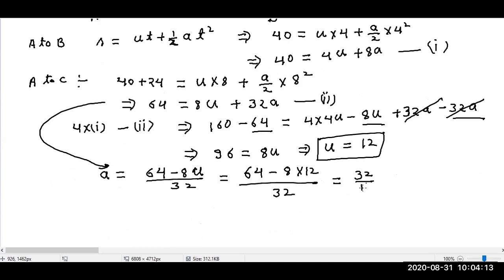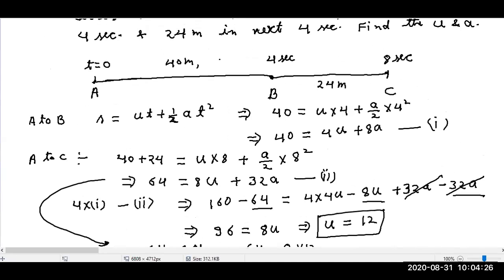32 by 32. So this is minus 1 meter per second square. So what does it mean? Minus 1 meter per second square means the body is decelerated. Then the acceleration is negative, and that is evident from the data also.